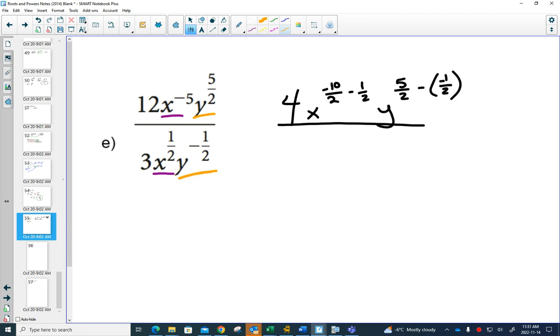Is there anything left on the bottom of my fraction? No, but I'm going to put a 1 there just because I drew the line. You wouldn't have to write anything there, but there's nothing left on the bottom. So what do we get here? We still have the 4. What is negative 10 over 2 minus 1 over 2?